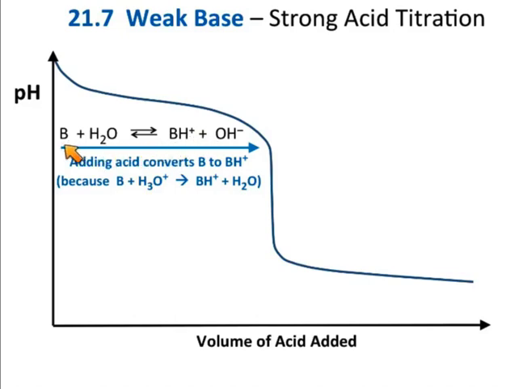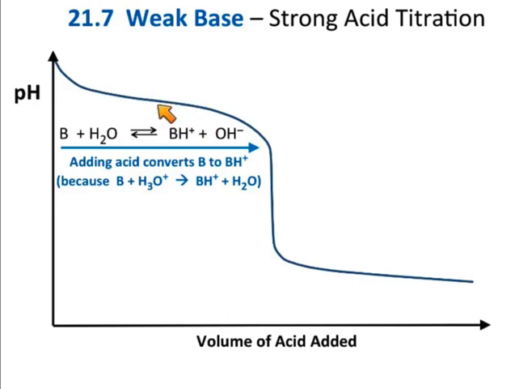acid. So you convert B to BH plus, and this is because the base plus acid makes this conjugate acid, right? So this is the base acid neutralization equation, and this is the strong one. It's a forward arrow, and it serves the purpose of turning your weak base into a buffer. Then when you're in here, you're in the buffer region.